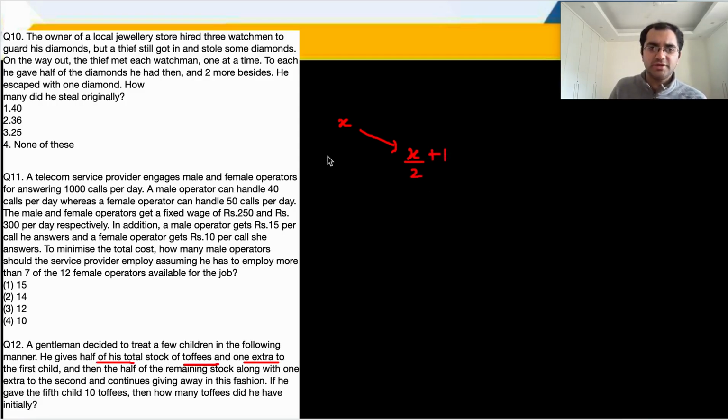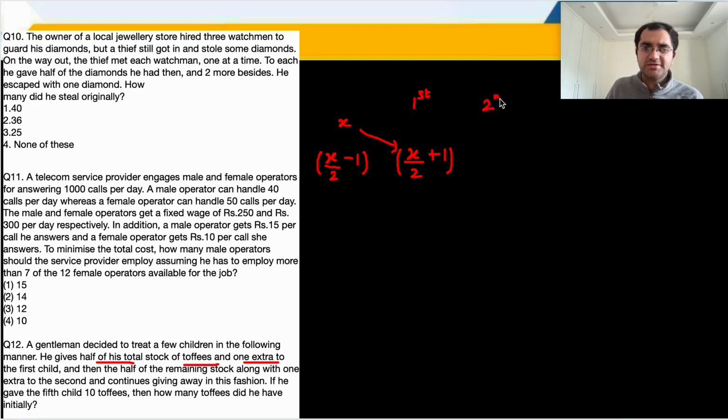One extra came. So leftover is x by 2 minus 1. How did the leftover come? He had x and he gave away x by 2 plus 1. So he gets x by 2 minus 1. Now this is the first child.